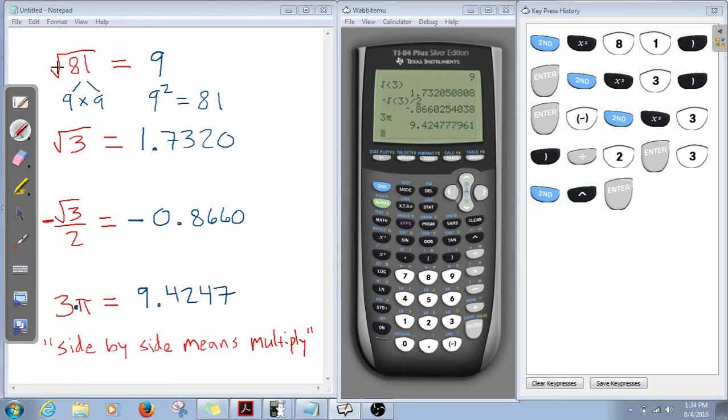So that's a quick tutorial on how to do square roots and put pi into your calculator. I hope that's helpful for the next lesson that you're going to do. And go ahead and head to the next one and see how you do.